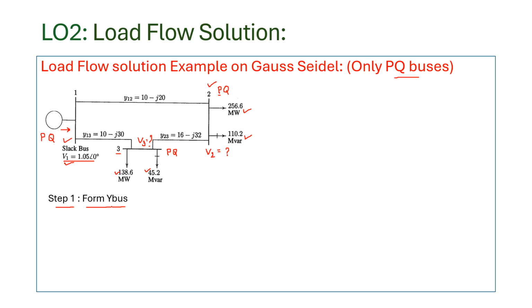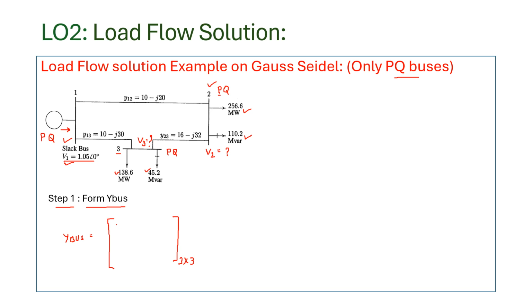Y bus is the bus admittance matrix, and in the present problem it will be 3 by 3. We can form this Y bus either by the inspection method or by singular transformation, but I will form it by the inspection method because there is no mutual admittance between the lines.